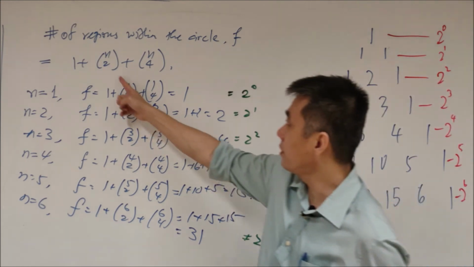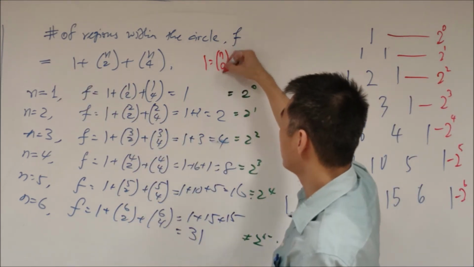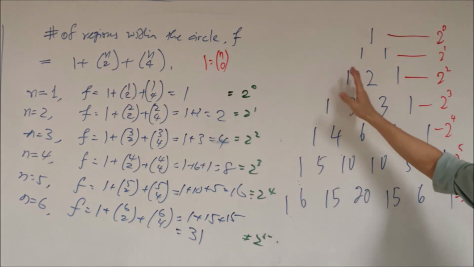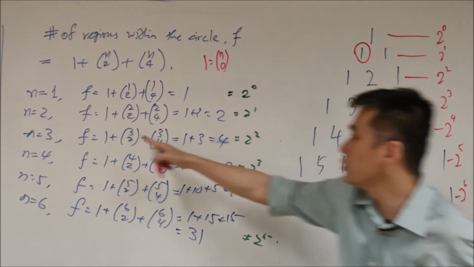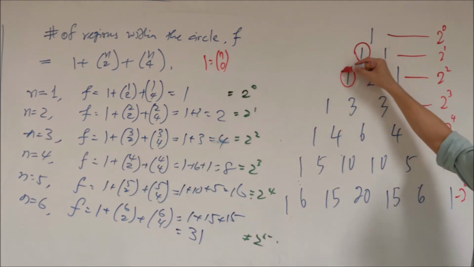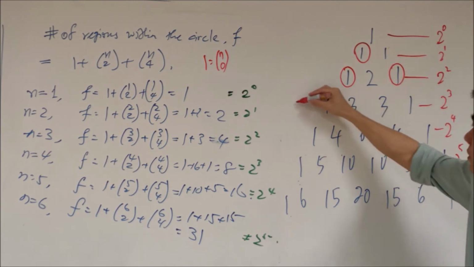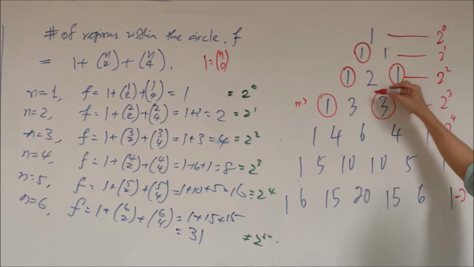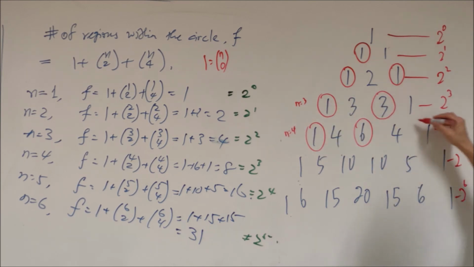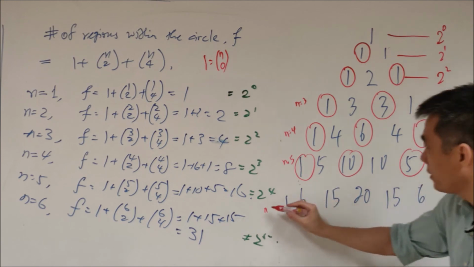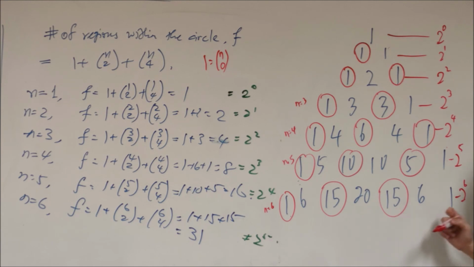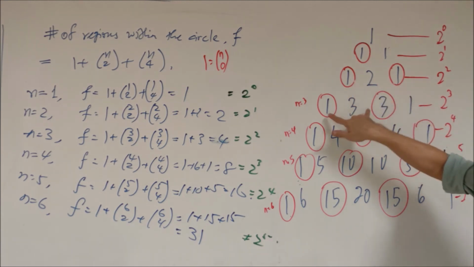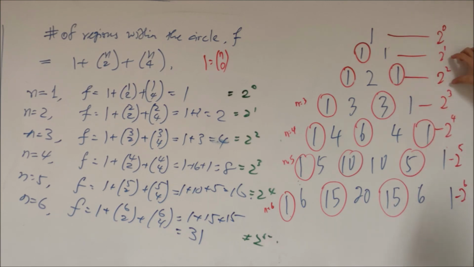Okay. What happened for this one? 1 we can treat as n choose 0. So in this case, we are counting the alternate numbers. When n equals 1, we are taking only the first number. When n equals 2, we are taking the first number and the third number. When n equals 3, we are counting this number. When n equals 4, we are counting this number. When n equals 5, we are counting this number. When n equals 6, we are counting only the first 3 alternate numbers, not including this one. And we know that the sum of alternate numbers in each row will be exactly half of the sum. That's why we have the following answer.